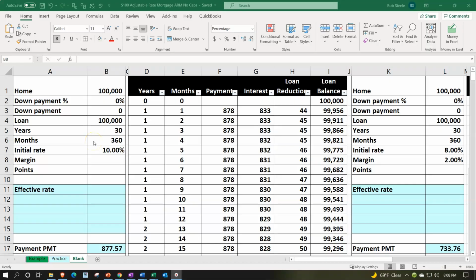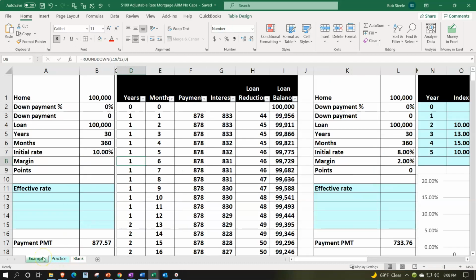If you have access to the Excel worksheet and would like to follow along, note that we have 3 tabs down below: the example tab, practice tab, and blank tab. Let's take a look at them now, starting with the example tab, in essence being an answer key.